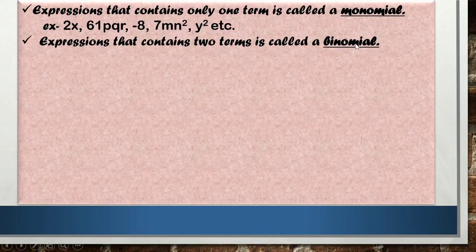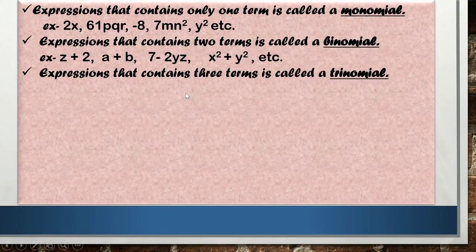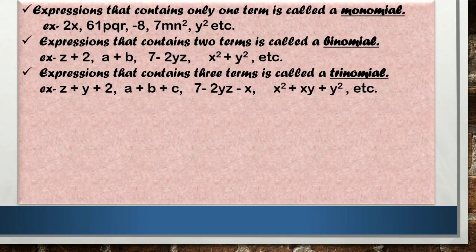Now, what are binomials? Expressions that contain only 2 terms are known as binomials. We can see the examples here. z plus 2: 2 terms separated by plus. 7 minus 2yz: 2 terms separated by minus. Since the expression contains only 2 terms, it is a binomial. Similarly, if we have 3 terms, that is known as a trinomial. We have quadrinomial also, that I have not taken here.